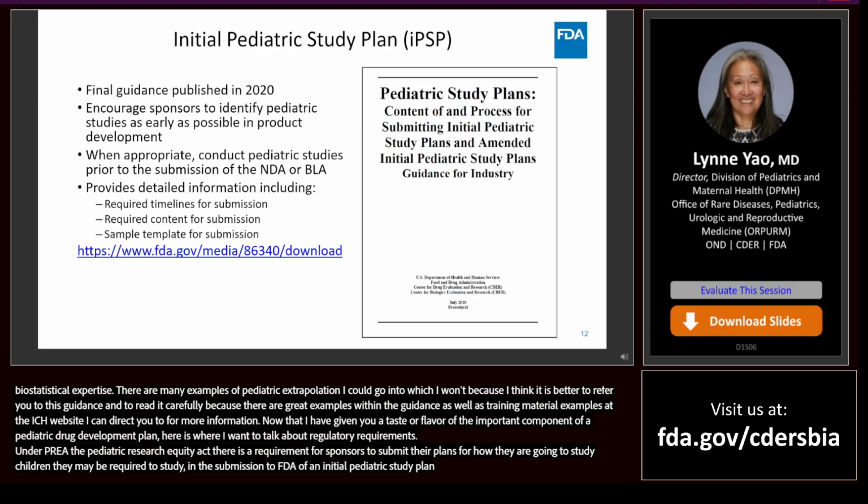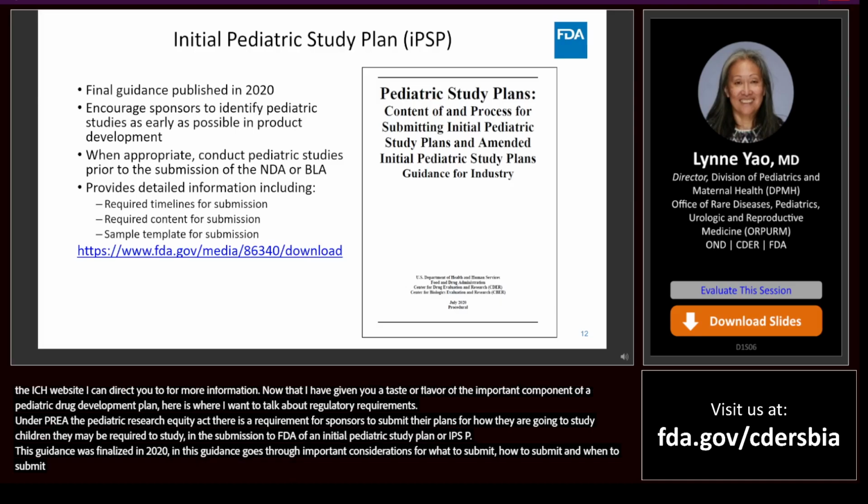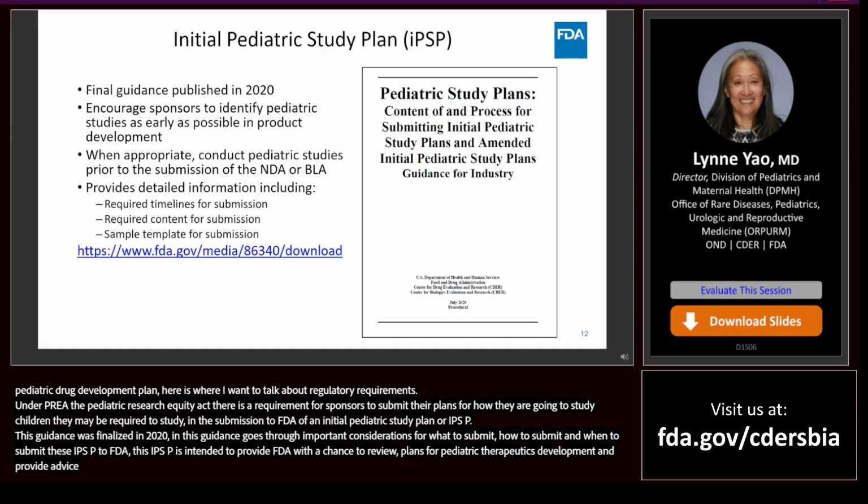This guidance was finalized in 2020. And in this guidance, it goes through important considerations for what to submit, how to submit, and when to submit these IPSPs to FDA. And this IPSP is really intended to provide FDA with a chance to review plans for pediatric therapeutics development and to provide advice and recommendations about those plans. Importantly, you can get a lot of information from the guidance, and I've provided the link here.